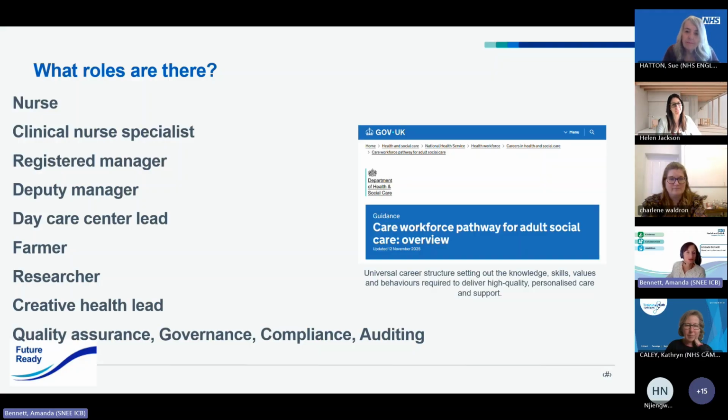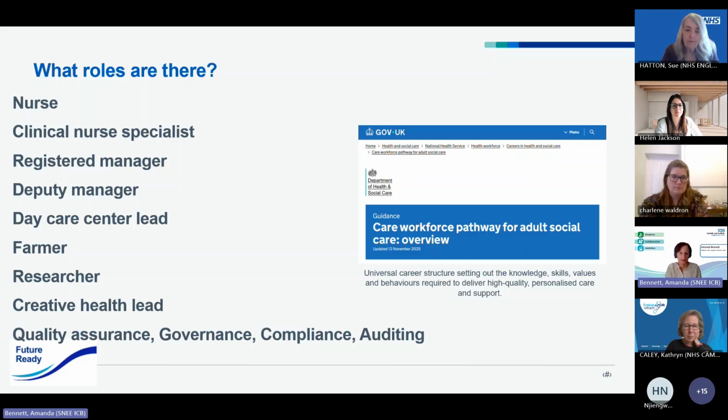You could go into research. I had a conversation the other day with a creative health lead. So we're seeing a lot more around creative health being used in nursing and other interventions to support people. Or you could go into more of an office-based role, looking at quality assurance, governance, compliance, auditing, that type of thing.